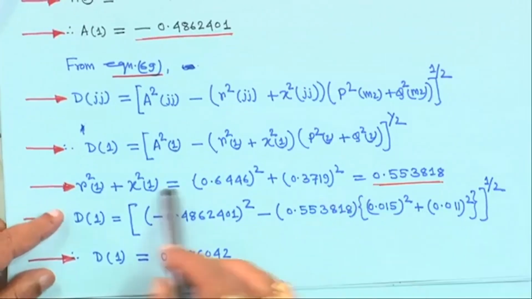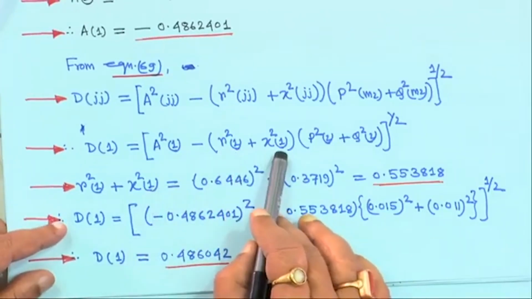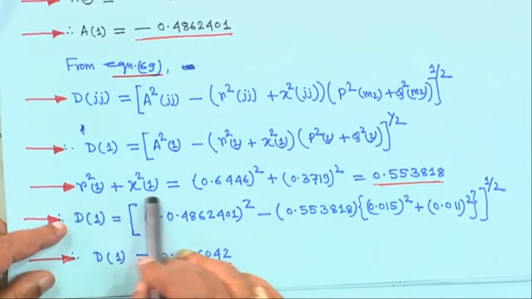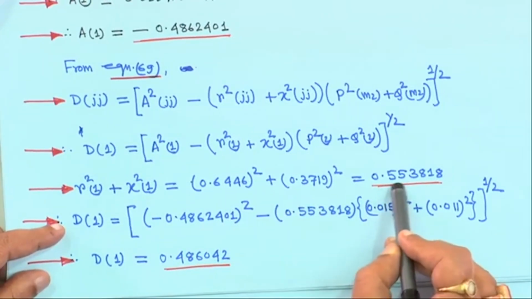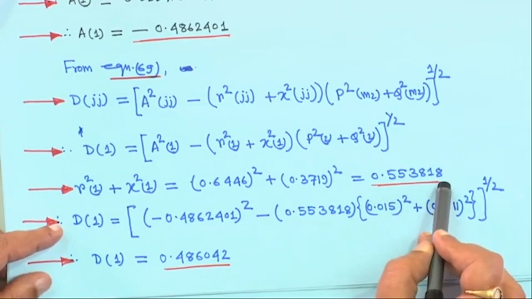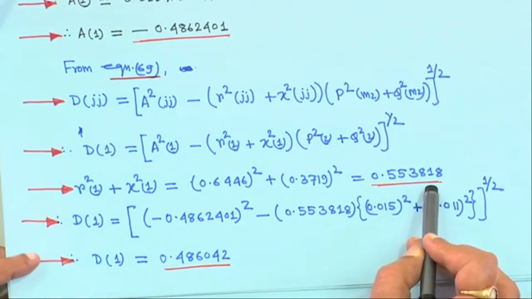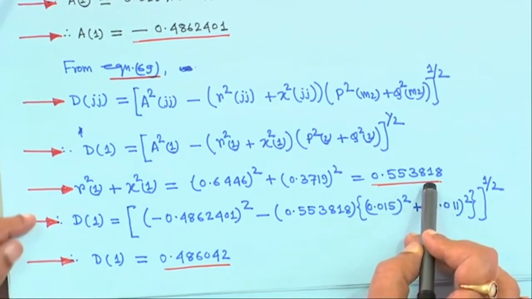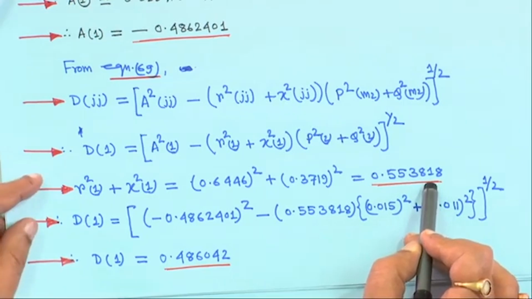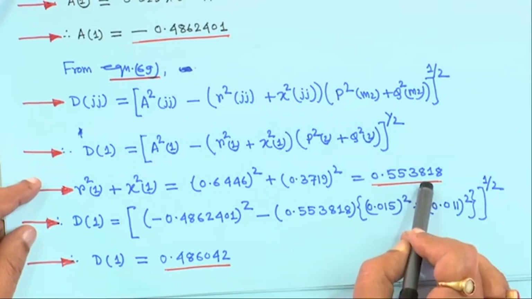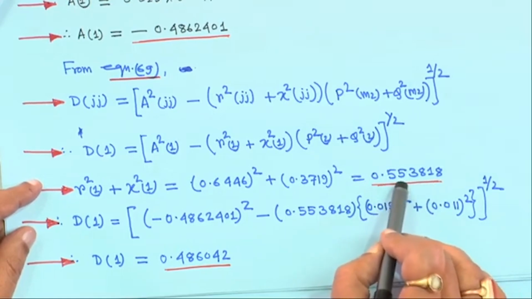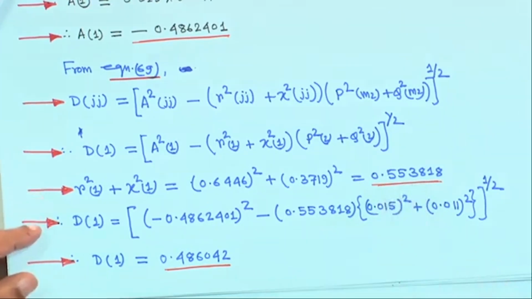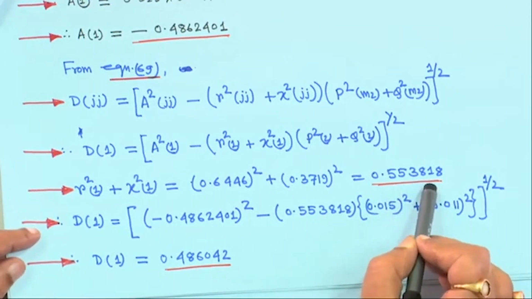Therefore, you calculate this term R1 square plus X1 square. So, R1 square plus X1 square is equal to 0.6446 square plus 0.3719 square, which is equal to 0.553818. I have taken up to 6 decimal places or so, but for the assignment purpose you should take only up to 3 or 4 decimal places. I mean, 0.5538 you can approximate as 0.554, right. But here I have taken the exact one.